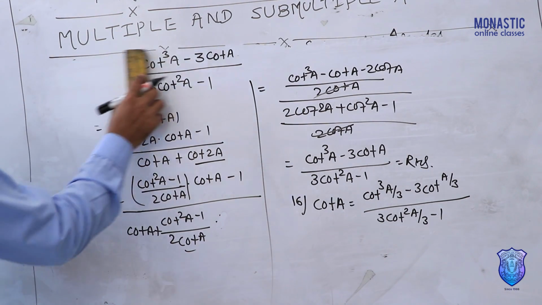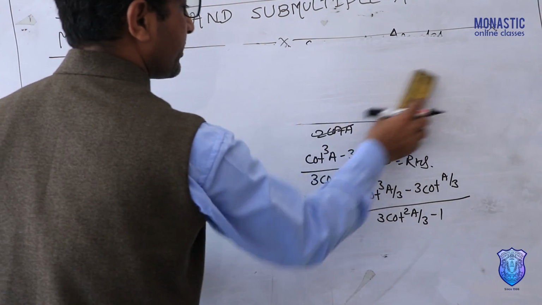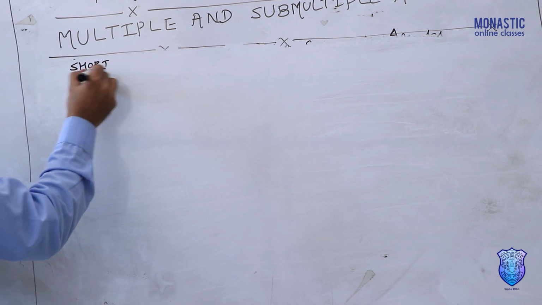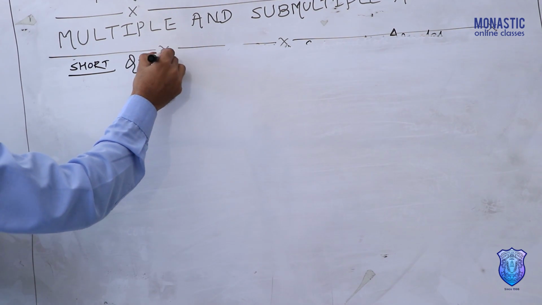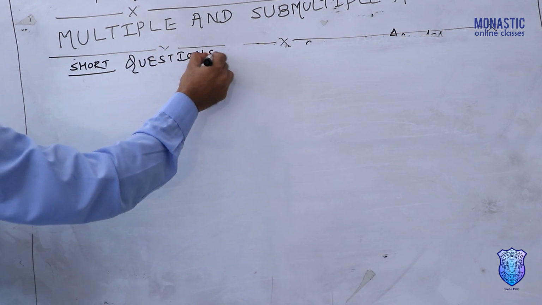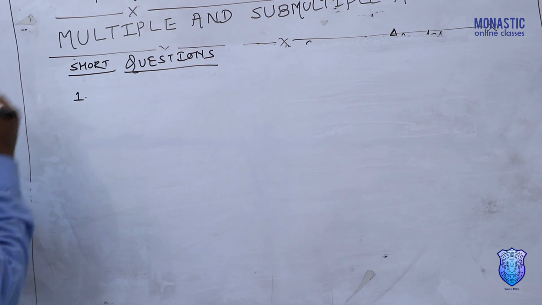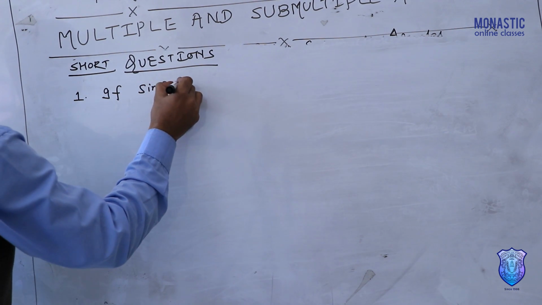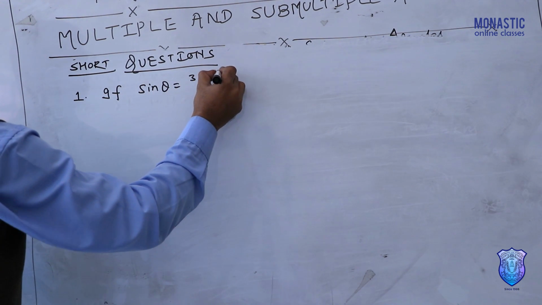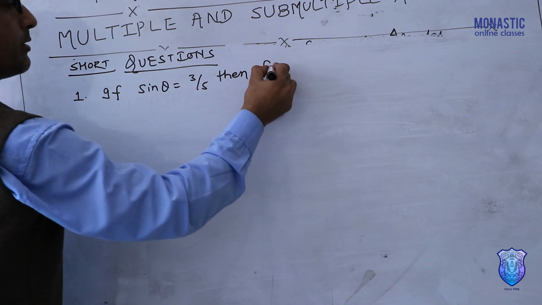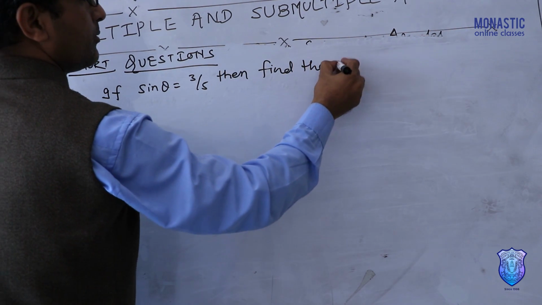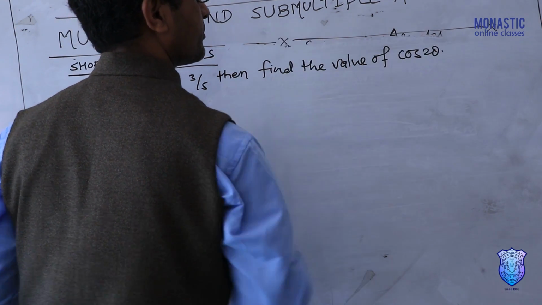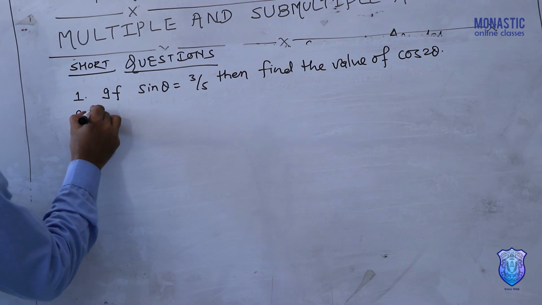Now come to the exercise. Which type of question is asked in this exercise? If we take short questions, question like this is asked frequently in exams. If sine theta equal 3 by 5, then find the value of cos 2 theta. Then we have to solve.